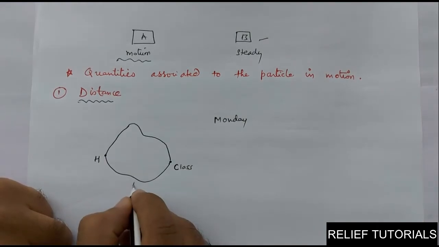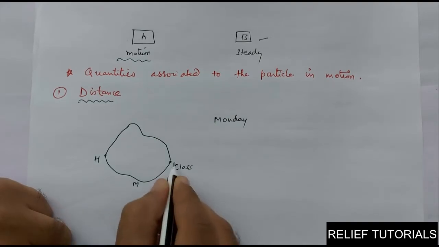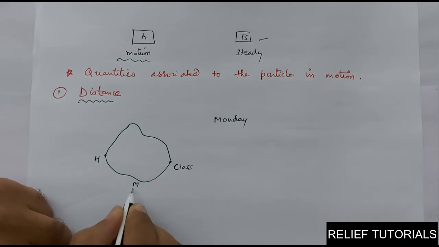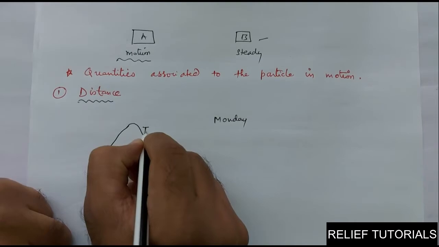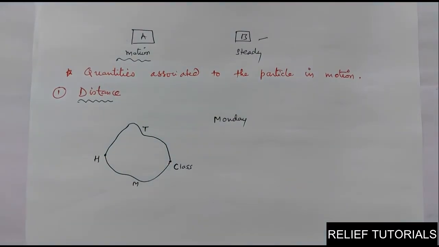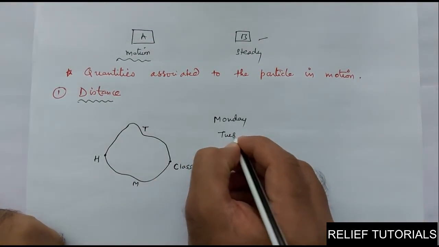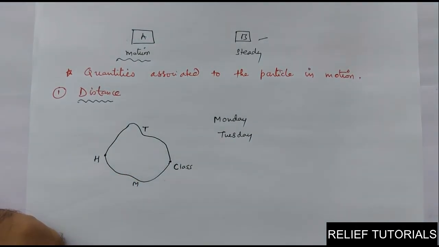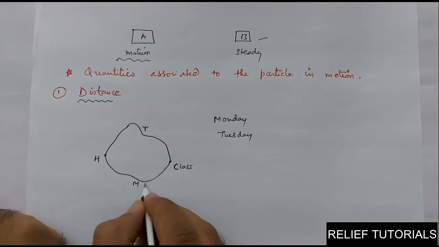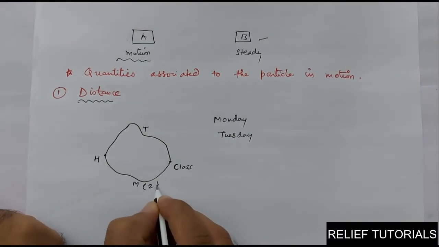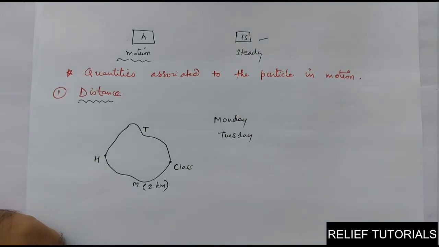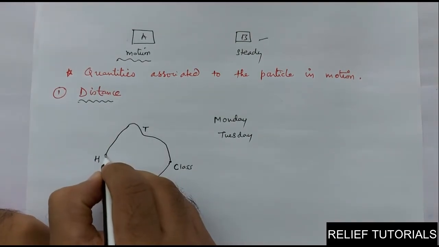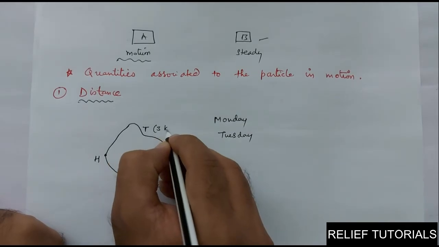So this is the route you have followed on Monday, and this is the route or path followed by you. Path means the route, the road you have followed on Tuesday. The length of both the paths will be different. Let us say the path 1 having the length 2 km, and the length of the path followed by you on Tuesday is 3 km.